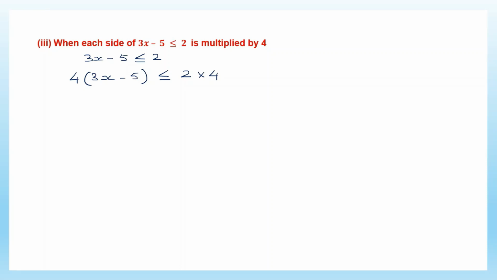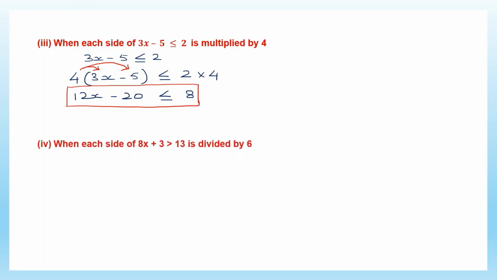So whenever you multiply like this, you know how to do it. We have to multiply this with each term inside the bracket. That means I have to multiply 4 into 3x first. So 4 3s are 12, so that is 12x. And then I multiply 4 into minus 5. So the sign is minus. 4 5s are 20. And here, less than or equal to 2 4s are 8. So I've got my new inequation. What does it say? 12x minus 20 is less than or equal to 8. So this is my new inequation when I multiply both sides by 4.